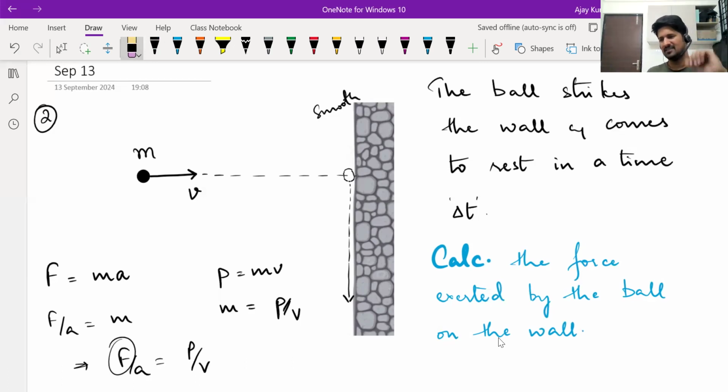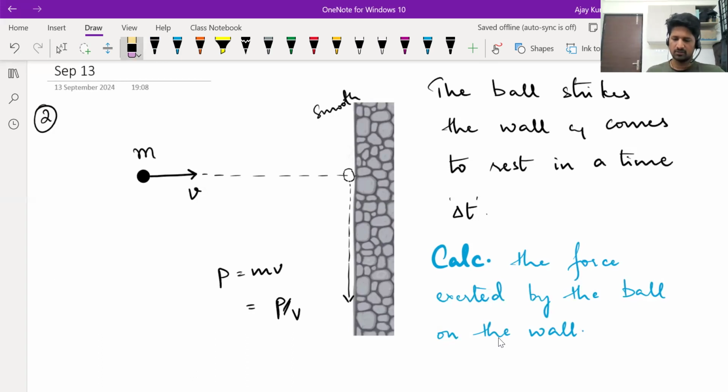Okay. See, you may get the answer, but you have not used the correct ideas. A is not v by t. Acceleration is not velocity by time. Acceleration is change in velocity divided by time. In this case, it may work because the ball is losing all its velocity. So final velocity is 0, initial velocity is v. So change will become 0 minus v, that is minus v. So change in velocity itself is the initial velocity. So in this case, you will get the correct answer. But the idea you used is not proper.